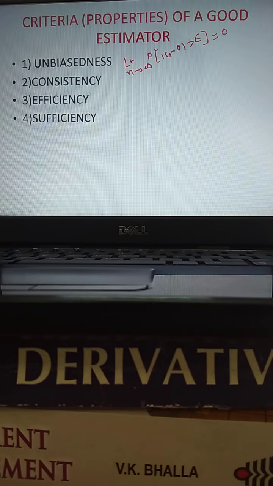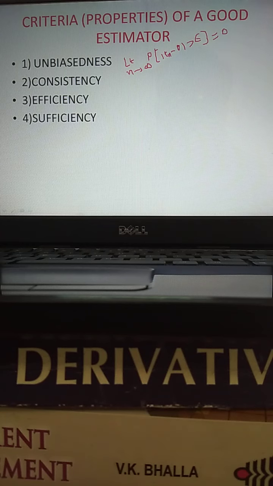The next one is called the sufficiency property. What do you mean by sufficiency? The sufficiency property says that any estimator should provide all the wanted information. That sample information should provide all the wanted information about the population. Such an estimator is known as the sufficient estimator. So a sufficient estimator is that estimator which contains all the information about the population parameter. Understand?